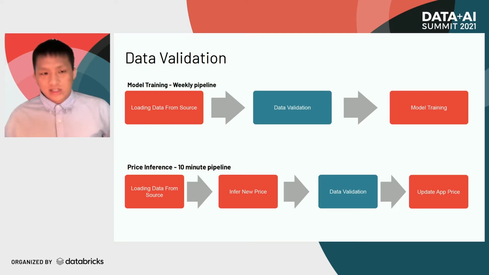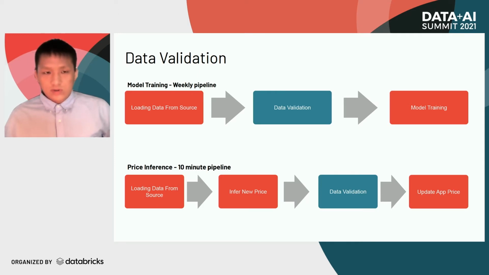So on the model training side, data validation is normally done when we load the data from the source. We check it to see if certain assumptions that we have are true before we start our model training. This guarantees that the model training is accurate and nothing surprising will happen when we deploy that model. On the price inference side, we're going to put data validation right before we push the prices out to the app. So we'll load the data from the source, we'll run our model and get the new prices, and then we'll run the data validation to check if those prices are reasonable before we update the app.